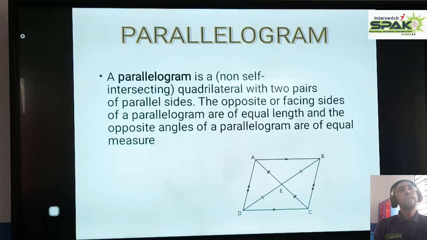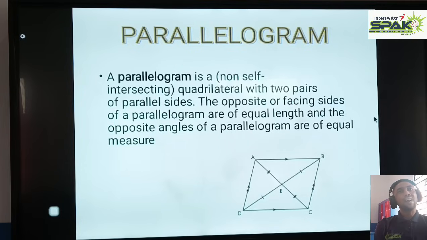Then angle DAB and angle DCB are opposite angles, so they are equal. Angle ADC and angle ABC are also opposite angles and are equal. The lines AC and BD are diagonals, and the diagonals of a parallelogram bisect each other, but not at right angles.